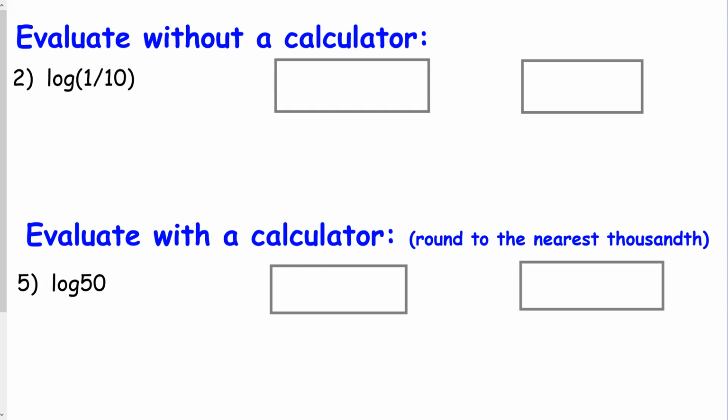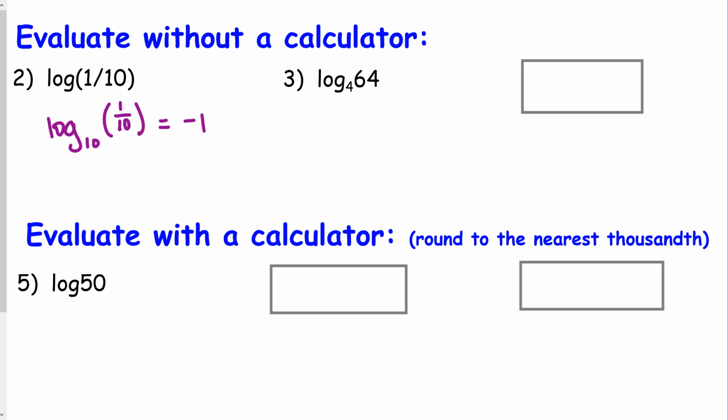Okay, we're going to wrap up this lesson doing a few examples. Evaluate without a calculator and evaluate with a calculator. Suppose you have log of 1/10. Remember that when you see log, it means log base 10. So you say to yourself, 10 to what power is 1/10? And the answer is -1. So you really don't have to do anything besides just think it through. There's really no work to show.